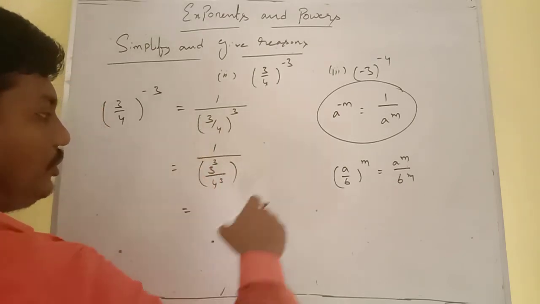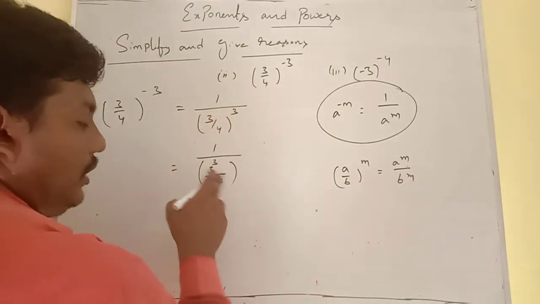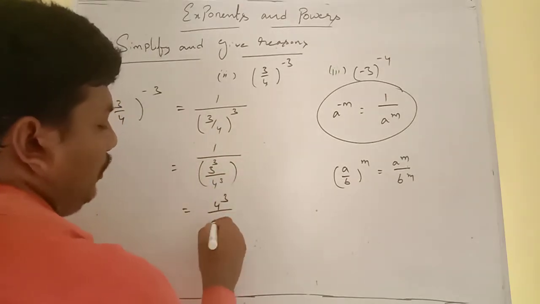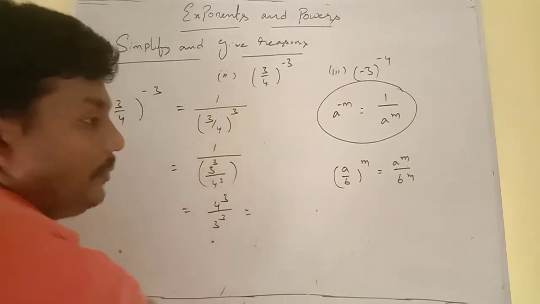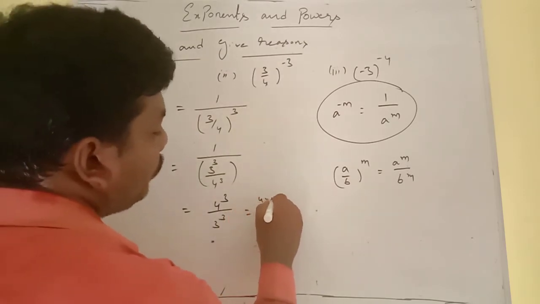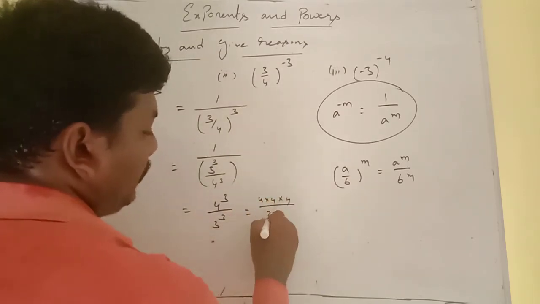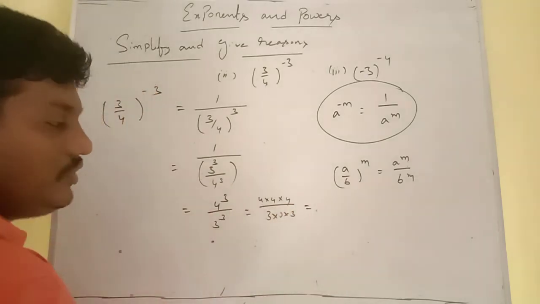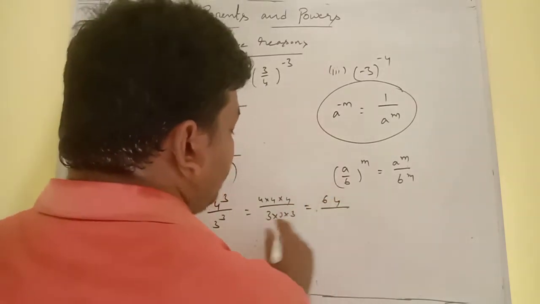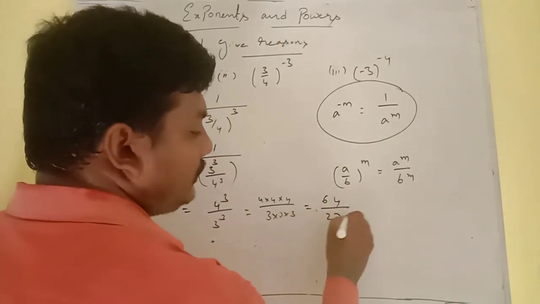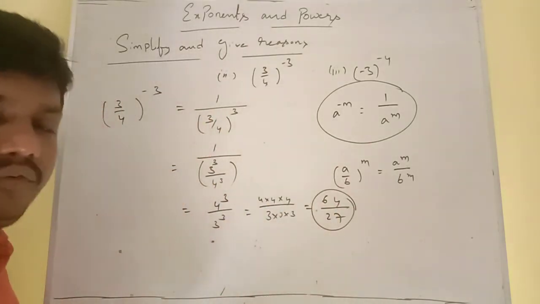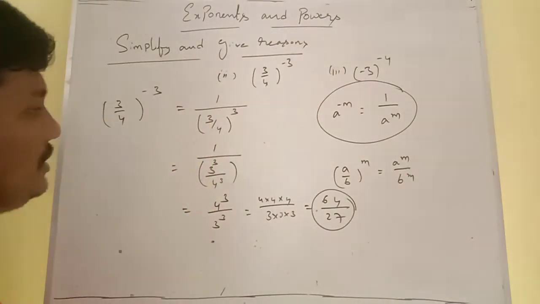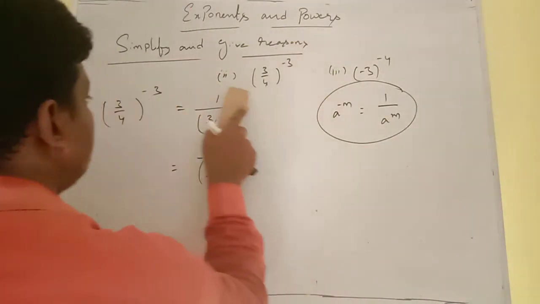So now it should be 1 by, under denominator again it is division, it becomes reverse, 4 power 3 by 3 power 3. So 4 power 3 means 4 into 4 into 4. 3 power 3 means 3 into 3 into 3. So 4 4s are 16, 16 4s are 64. Then 3 3s are 9, 9 3s are 27. The answer is 64 by 27. Next comes the third question.